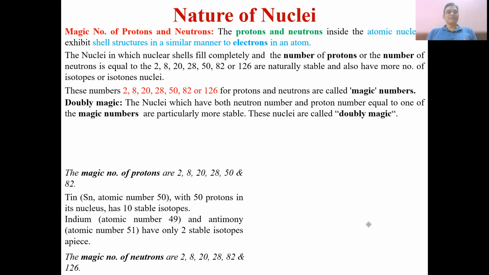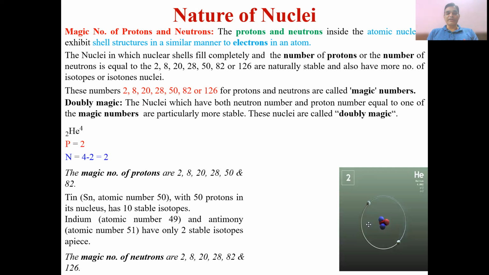Next definition is doubly magic. What are the doubly magic species? The nuclei which have both neutron number and proton number equal to one of the magic numbers are found to be particularly more stable. So these nuclei are called doubly magic nuclei.